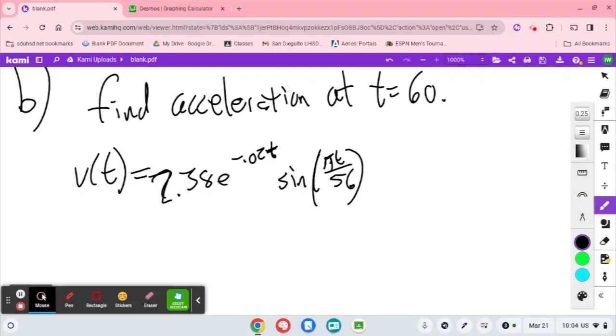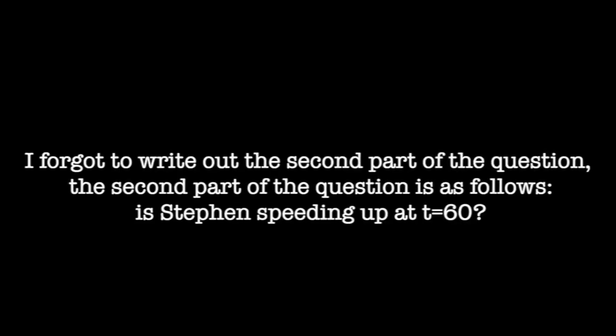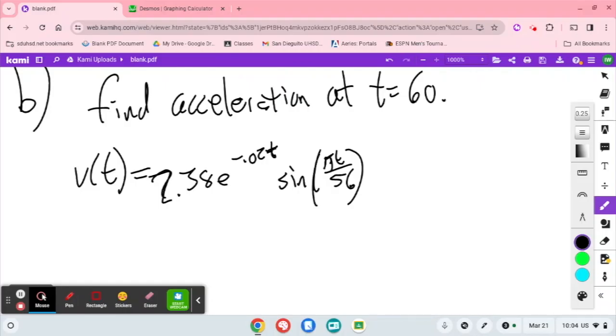Okay, so for part B, it's asking us to find the acceleration at time t is equal to 60. So it's important to note that since we're given the velocity function, which I wrote below, we need to find the acceleration function. And thankfully, it's really easy to find the acceleration function because it's just the derivative of any velocity function. So what we're going to want to do is derive this function right here.